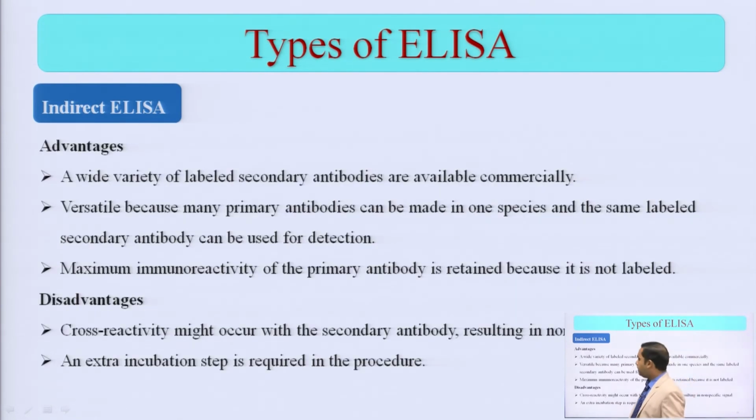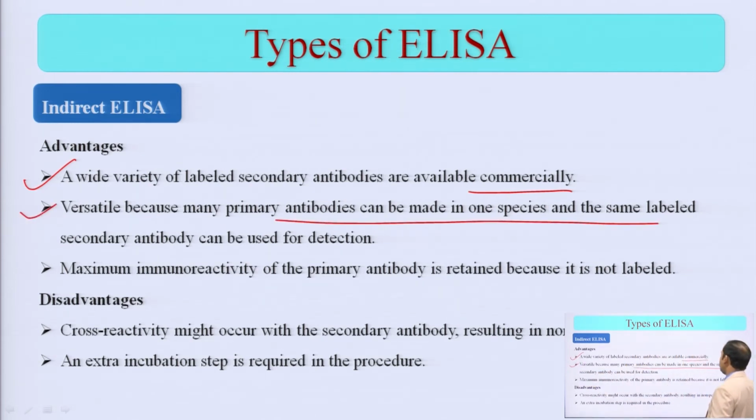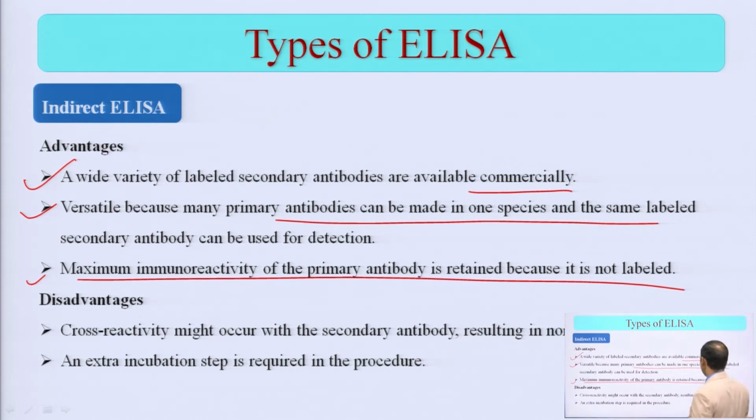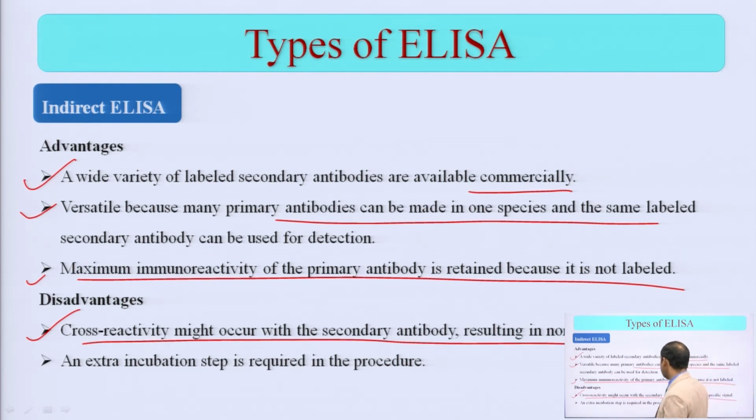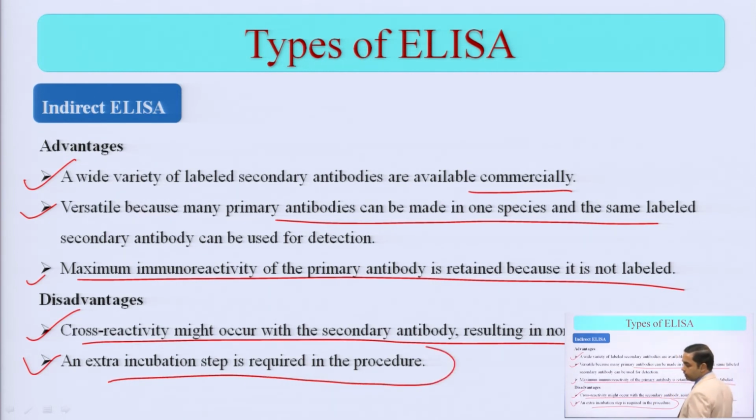What are the advantages? A wide variety of labeled secondary antibodies are available commercially. It is versatile, because many primary antibodies can be made in one species and then the same labeled secondary antibody can be used. Maximum immunogenicity of the primary antibody is retained because it is not labeled. But yes, there are some disadvantages. Cross reactivity might occur with the secondary antibody, resulting in non-specific signal, and an extra incubation step is required for this procedure. So, this is something about the indirect ELISA.